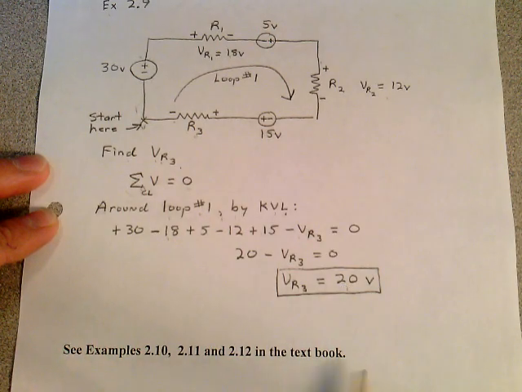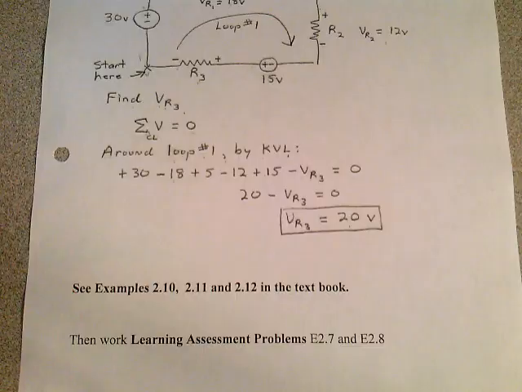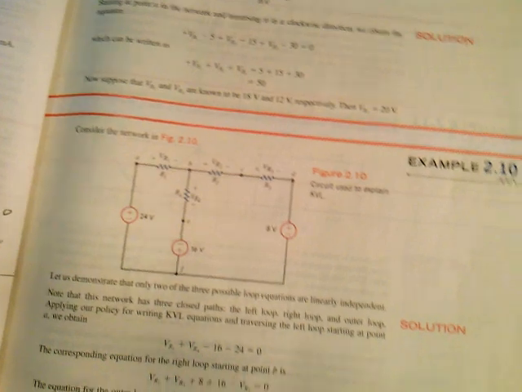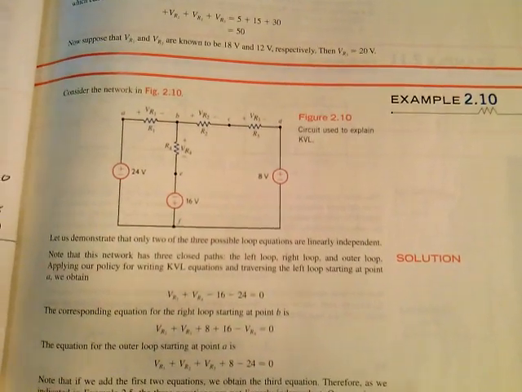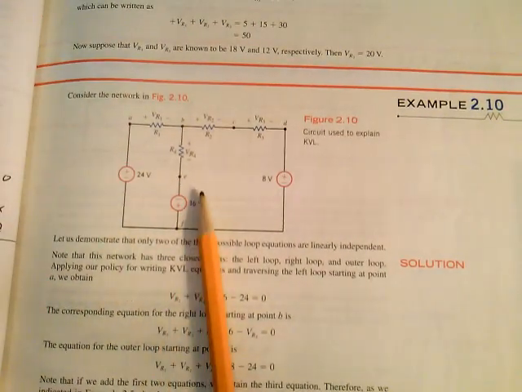There are examples in the book and there are learning assessment problems. We're going to look at each one of these before you can start the homework. So starting out in the book, let's take a look at example 2.10. You can find that in the textbook. It says consider this network.